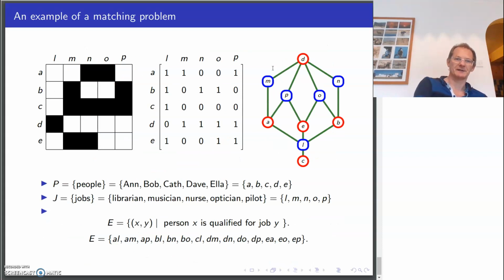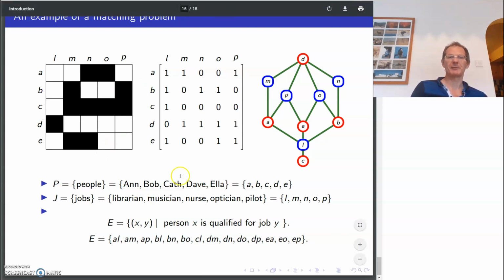This picture is an example of a matching problem. I'm not going to say a great deal about this because there's a whole separate video and a whole interactive demonstration that you can use to explore this in much greater detail. We'll just mention a few things here. We've got our set P of people called Anne, Bob, Kath, Dave, and Ella, or A, B, C, D, E. They're listed down on the left here. And we've got the set J of jobs: librarian, musician, nurse, optician, pilot. Those are listed across the top here.